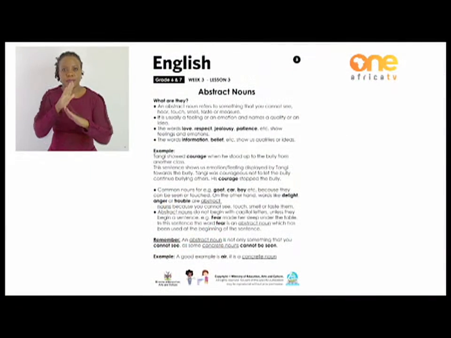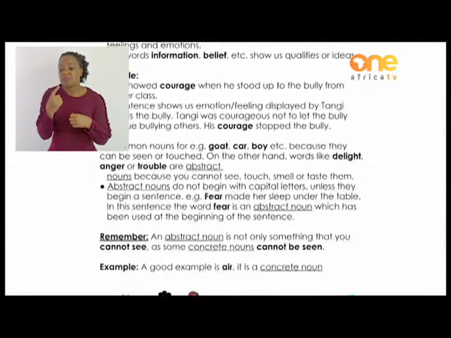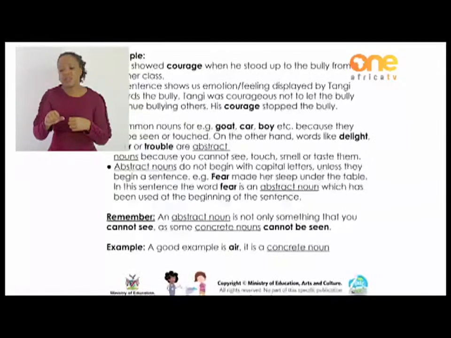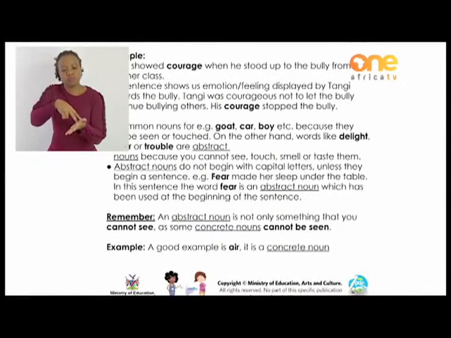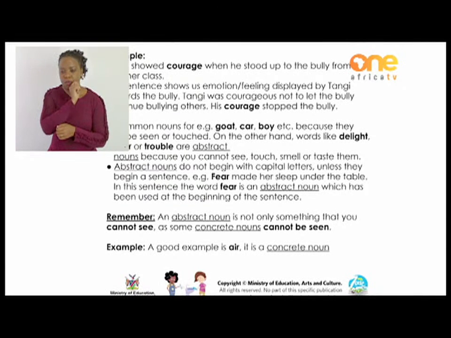Example: Tangi showed courage when he stood up to the bully from another class. Right, our abstract noun there is courage, which is a feeling. He showed courage. This shows us emotion or feeling displayed by someone who would not let the bully continue bullying others. A clear example of an abstract noun, which is courage in this case.